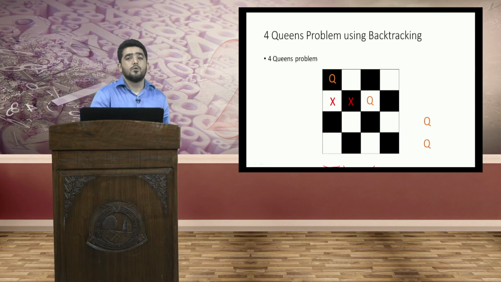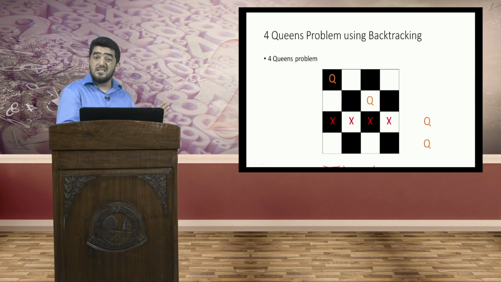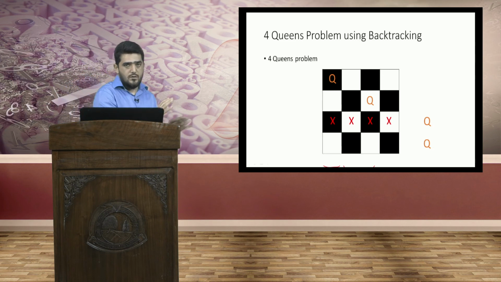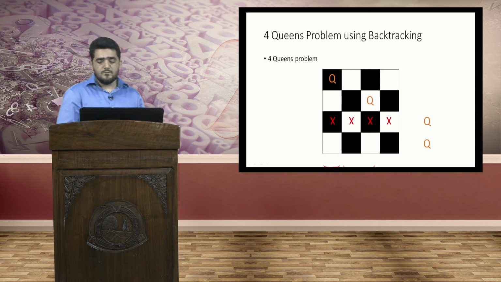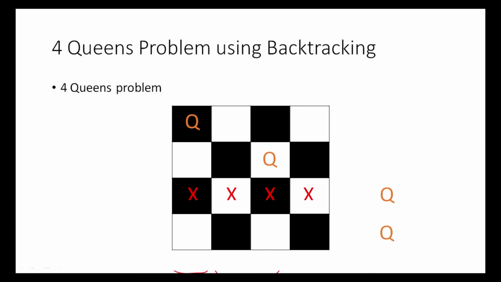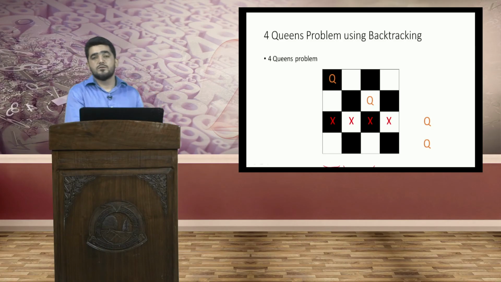So what about the third queen? The third queen can be placed in the third row. We'll consider the third row for our solution in order to restrict the number of nodes in this state space tree. Again, if we look at the available options, the first column is not available because it would be attacking with the first queen. The second column is not available because it would be diagonally attacking the second queen. The third column is again not available because it would be attacking the second queen column-wise. Similarly, the fourth column is also not available.